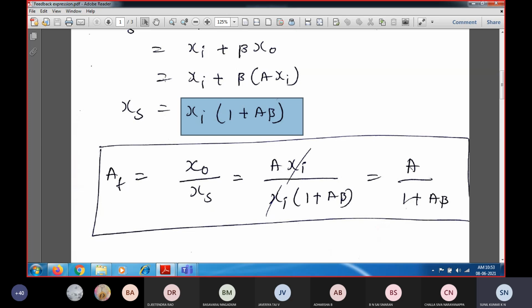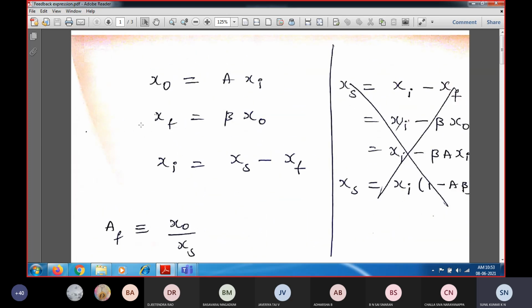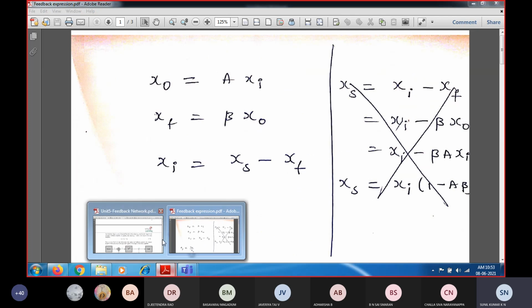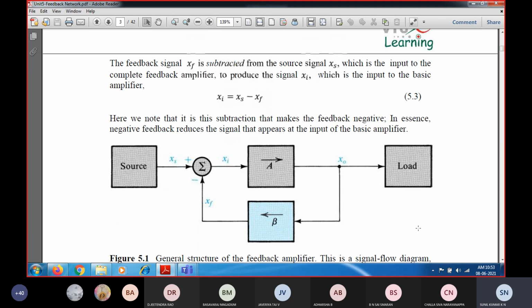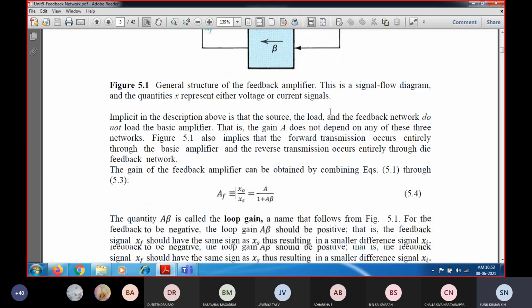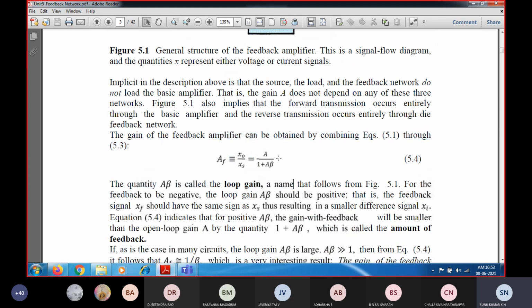With this topic, I'll conclude today's class. We have studied the general feedback structure, and we have obtained the gain expression for negative feedback. The gain expression for negative feedback is x naught by xs, which is equal to A divided by 1 plus A beta. This is nothing but feedback, and the concept A into beta, which we have already studied, corresponds to the loop gain. Loop gain is denoted as A into beta. With this I'll wind up today's class.